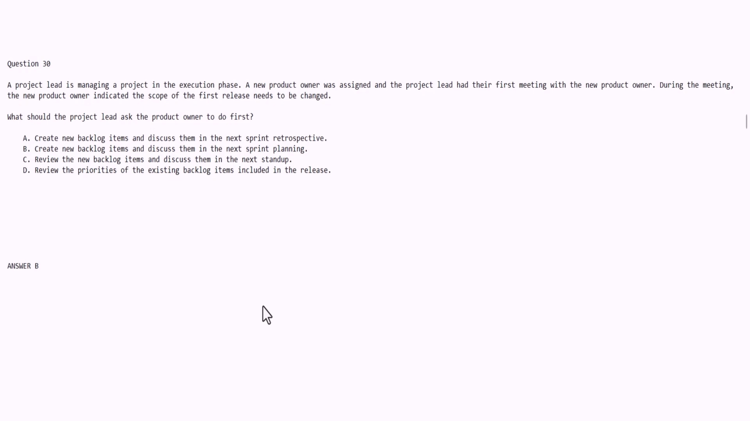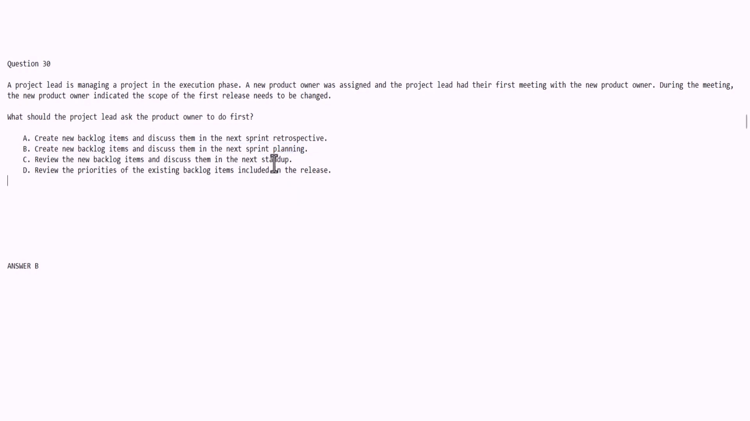Okay, so here we are back, and hopefully you got the answer correct. And the correct answer is B, that you would create new backlog items and discuss them in the next sprint planning. Now, with this type of question, the PMP is really looking to see if you understand the agile process in the various phases, and more importantly, what happens in them.